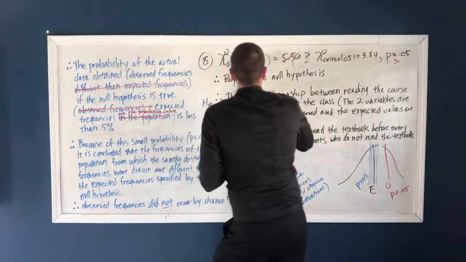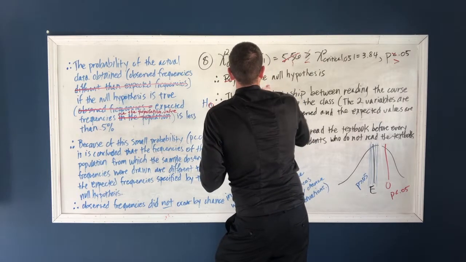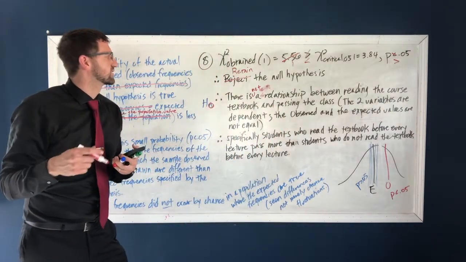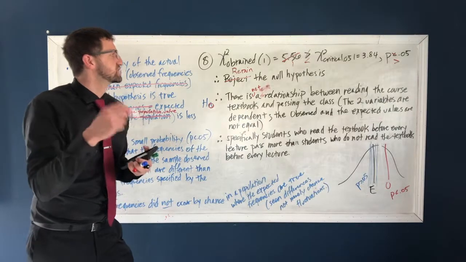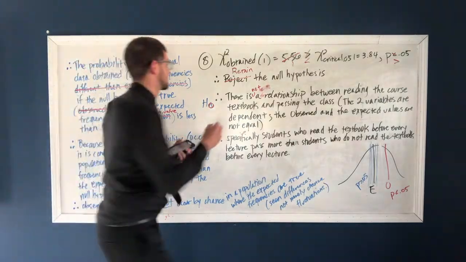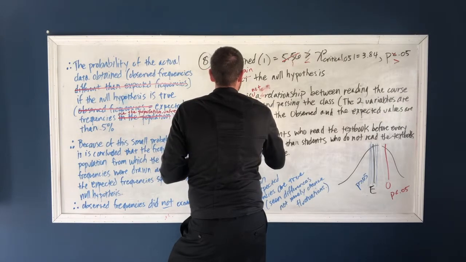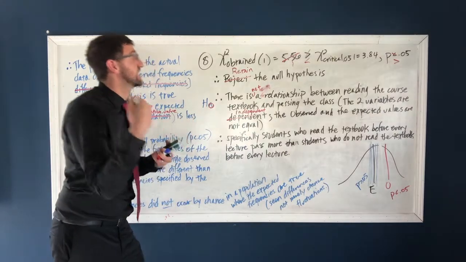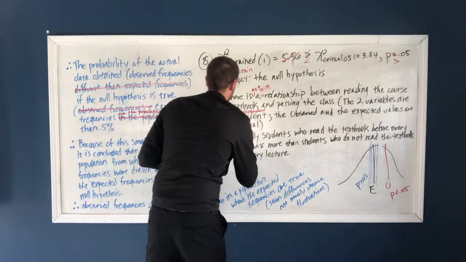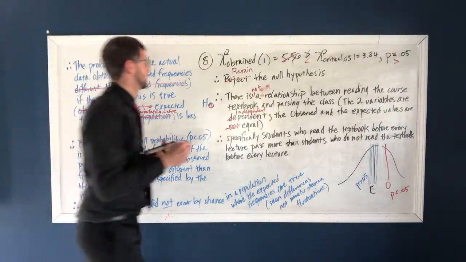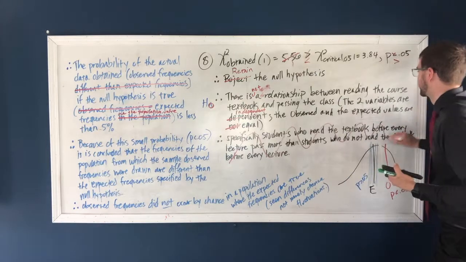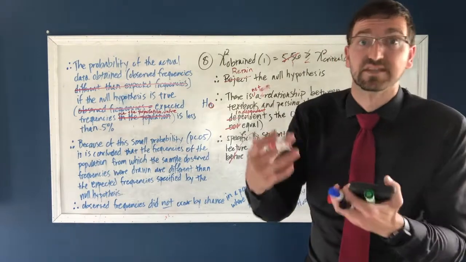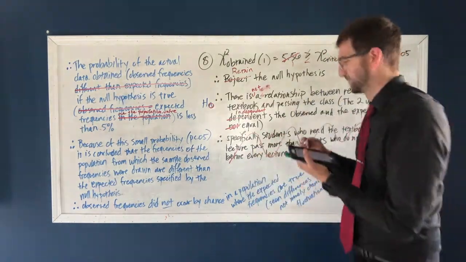We would say there is not a relationship between reading the course textbook and passing the class. The two variables are independent, instead of being dependent or related. The observed and expected values are equal. So obviously we wouldn't have this statement because we're saying there's no relationship. We wouldn't have to say specifically, no, there would be no relationship.